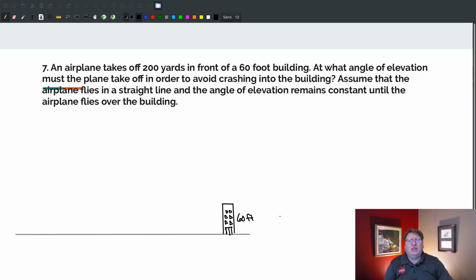Okay. So basically, we have an airplane over here. It's about to take off. So let's draw our airplane. Little wheels, and you have an airplane here. Okay. And it is about to lift off, guys. And it needs to fly at what angle of elevation?